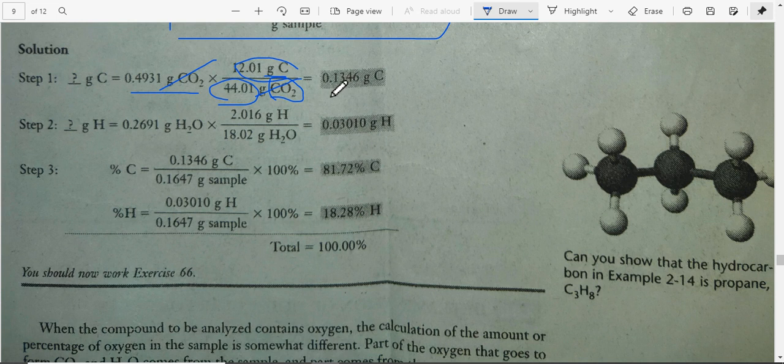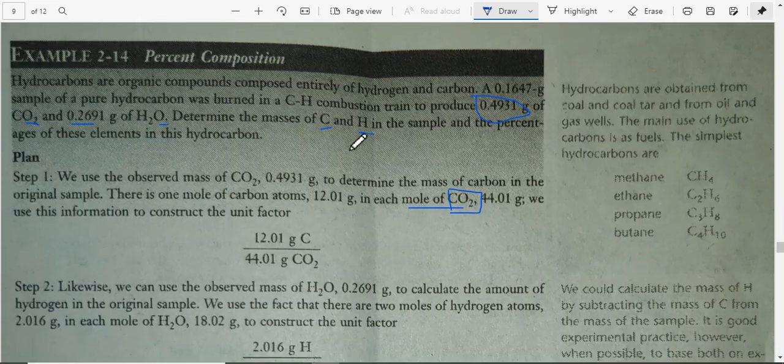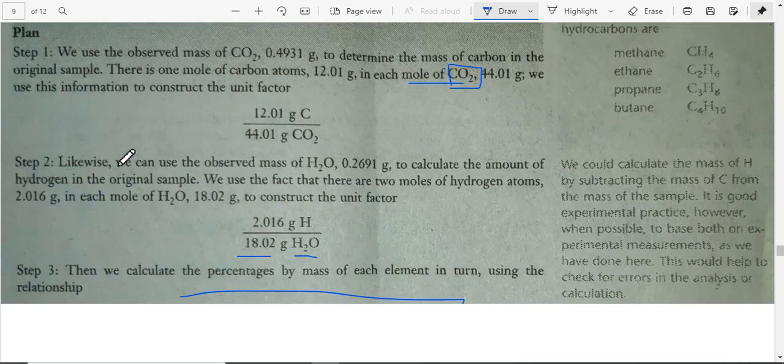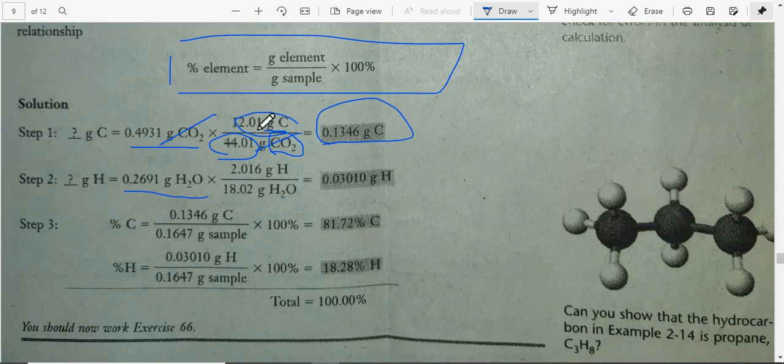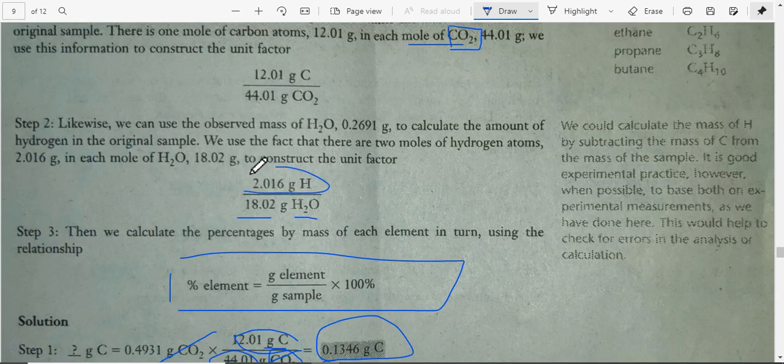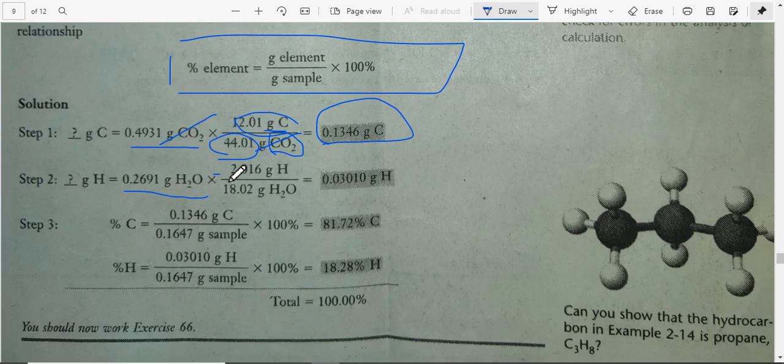Same procedure for hydrogen. The given for hydrogen is 0.269 grams of water. Times the conversion factors, same units: 0.269 times 2.016, then divide by 18, and you will get the answer, 0.03010 grams of hydrogen.